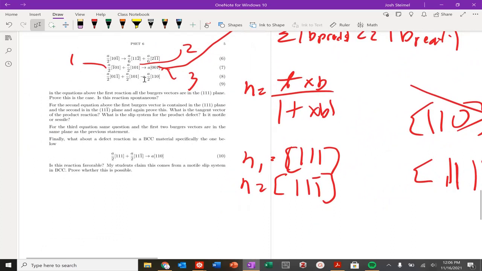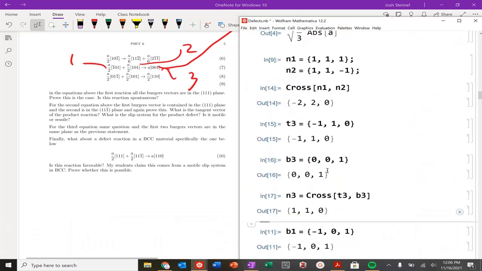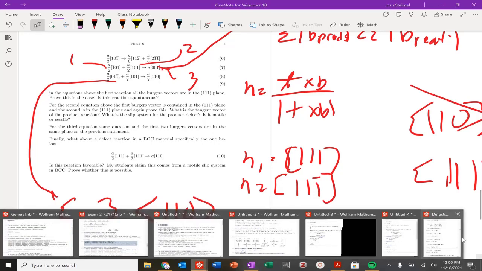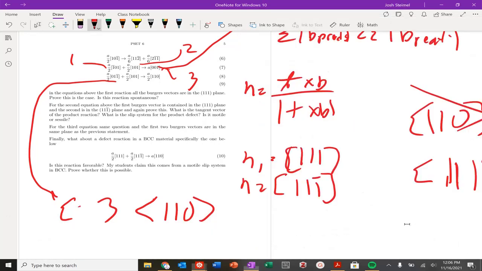So again, we could answer the same exact question, except now we still have the same T3, but our B3 has changed to become 1, 1, 0. So if I cross this now, in the slip system for the third reaction here, my slip system is in the 1, 1, 0 direction. That's a good start. But where am I in terms of my plane? I'm basically in the 1, 0, 0 plane. So again, this is not motile either. So neither of these are going to be sessile.